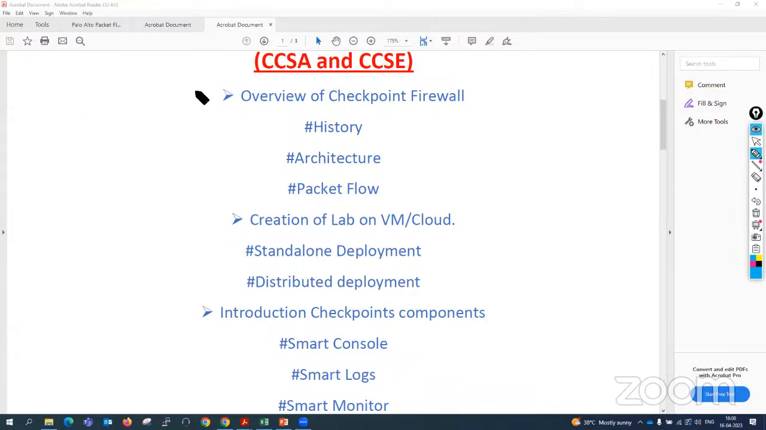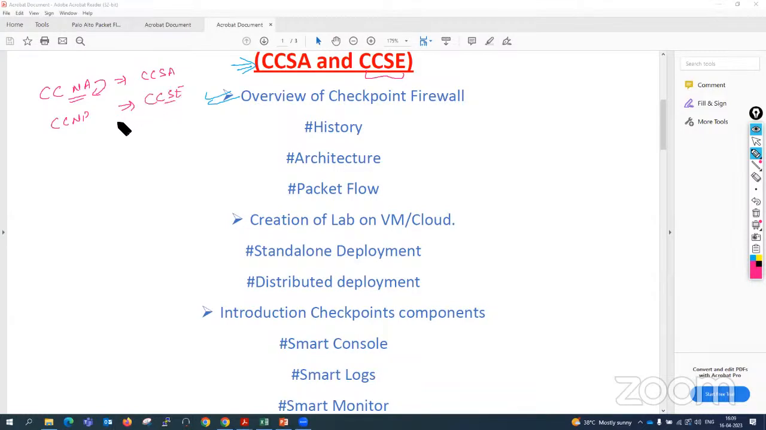All right. Initially, we'll cover the history of the firewall and the architecture of the firewall. As mentioned here, this course is basically CCSA and CCSE. Now, what is CCSA? CCSA stands for Checkpoint Certified Security Administrator. So it's like CCNA, and after CCNA you have CCNP. Similarly, we have CCSE over here. So CCSA is equivalent to CCNA, and CCSE is equivalent to CCNP.